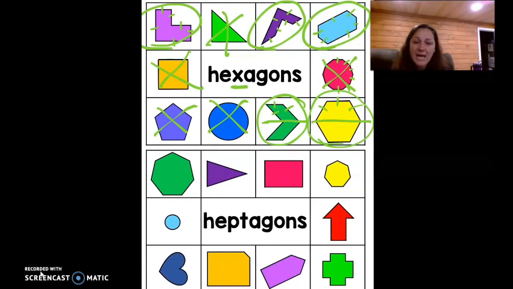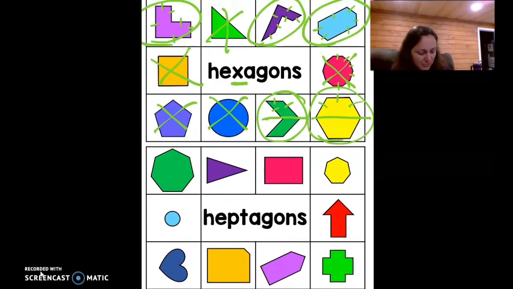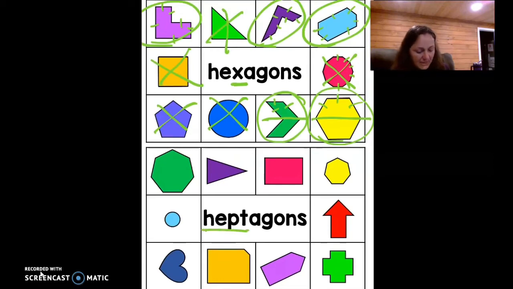Now we're looking at a heptagon. Do you remember what a heptagon is? Hepta is 7. A weird one, you really don't hear that often. Hepta. I don't even have a rhyme for it. It's just a weird one. So hepta, which would be 7 sides.